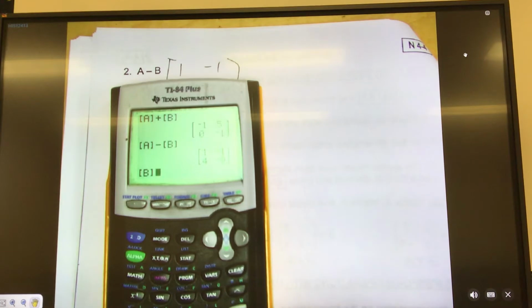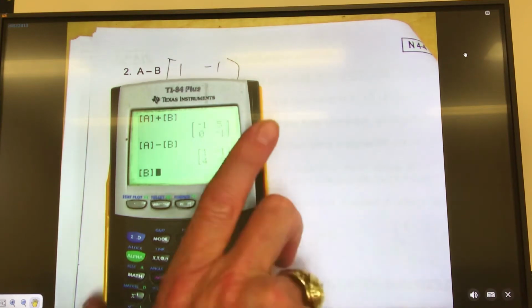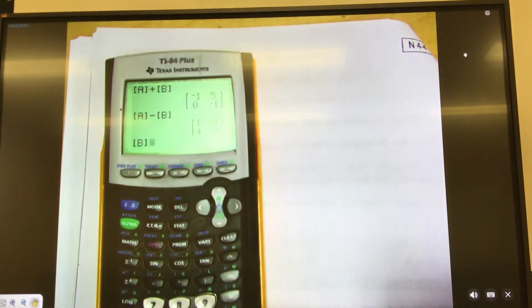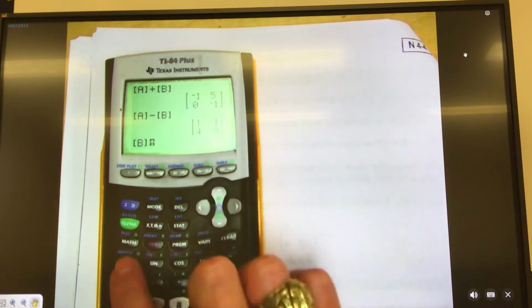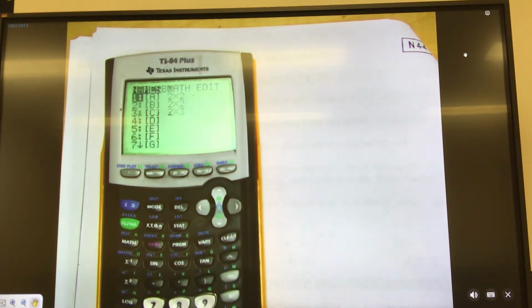And you can put times if you want to. You do not have to, because it knows that if you put them side by side, it means multiply. So second matrix, C, number 3. Hit enter, and it yields a 2 by 3 matrix.